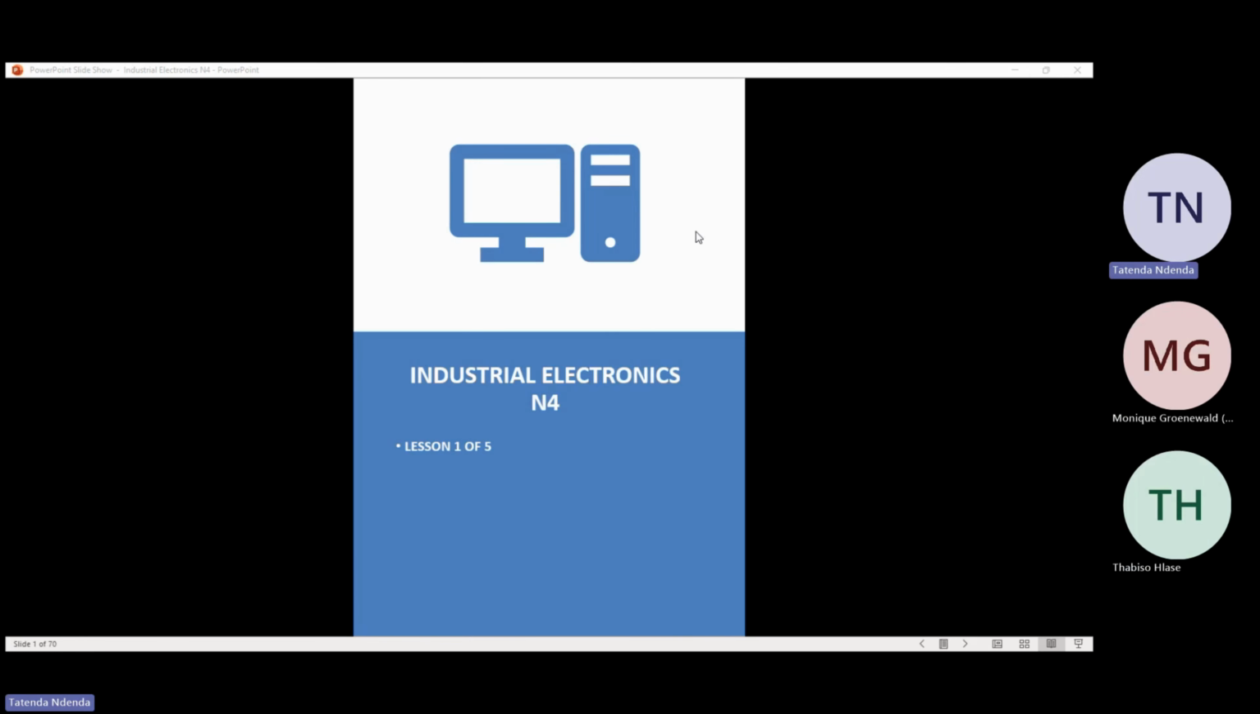Okay, so today we are doing electronics N4, industrial. This is still a module for electrical engineering N4. We are still continuing with the same thing, the likes of circuits and stuff, but in this case we might go a bit more into depth. Electrotechniques is just the theory part, then industrial electronics is when we apply all the theory that we learned in electrotechniques.